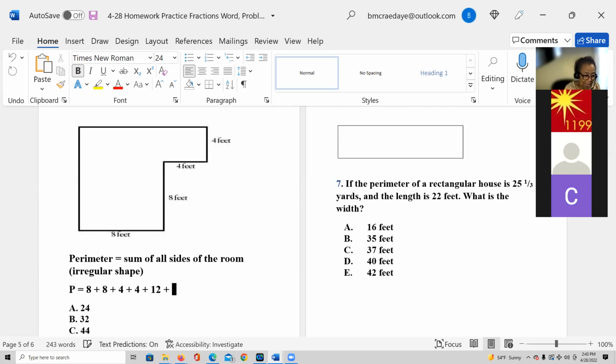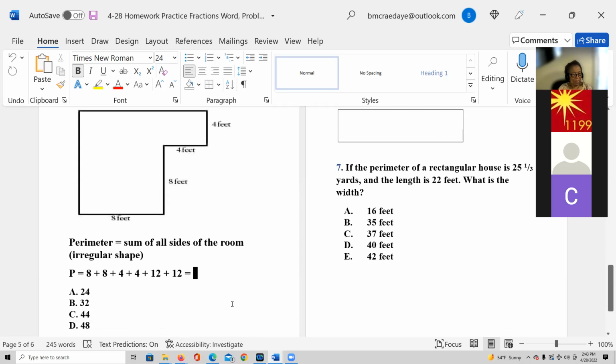So when you add that up, what did you get? 8 plus 8 plus 4 plus 4 plus 12 plus 12. 16 plus 8 plus 24. What is that equal to? Let me see. There's 1, 2, 3, 4. 48. That's it. Very good. 48. So that answer is what, Chastity? D. Very good. Answer D.